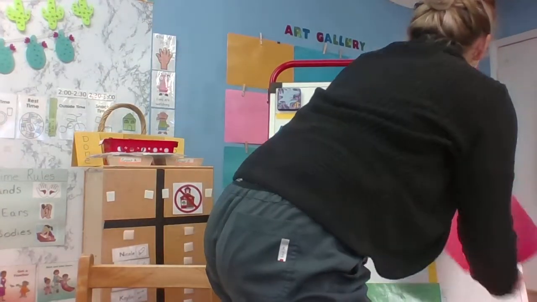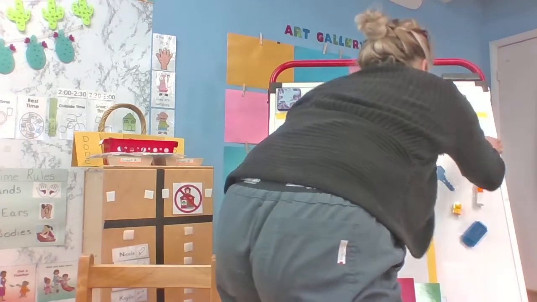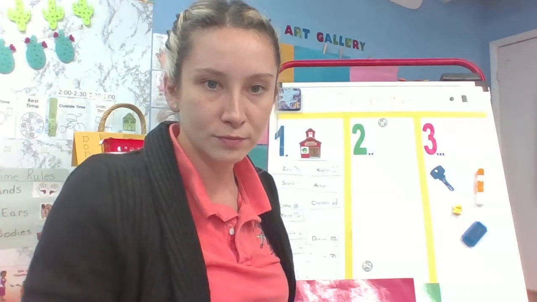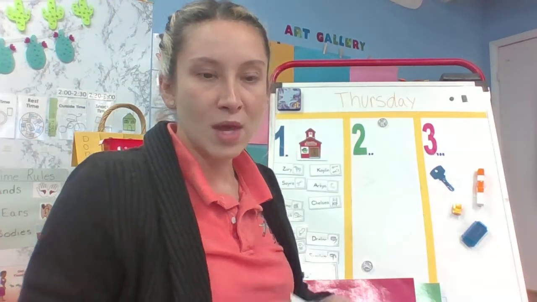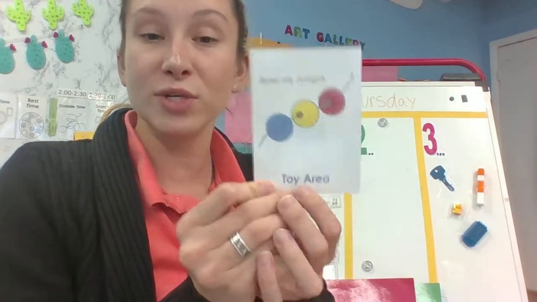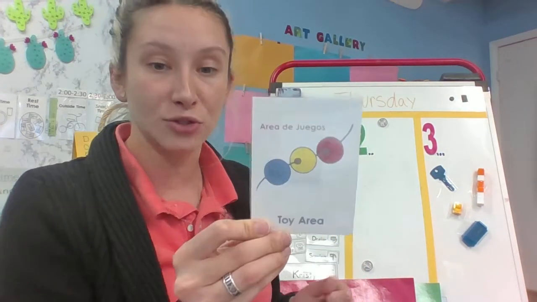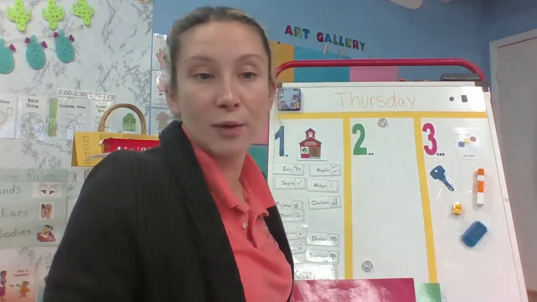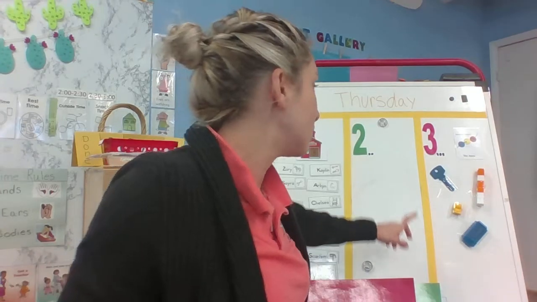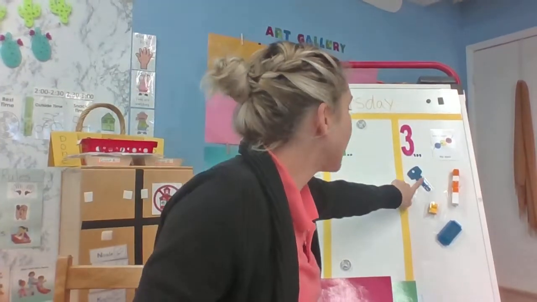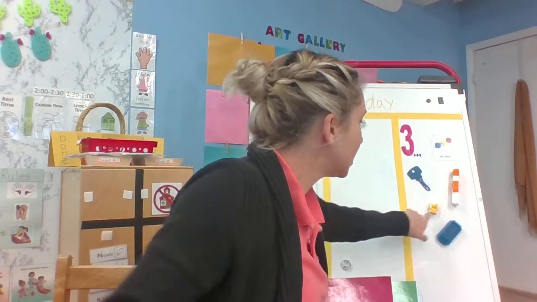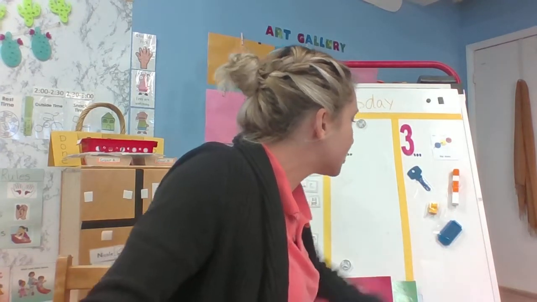So for number 3, this is a picture of our toy area. This is one of the areas we have in the classroom. We talked about the different types of toys that we had in each of these areas, or in this area. So we have keys, we have building blocks or linking cubes, we have bears, we have bristles.